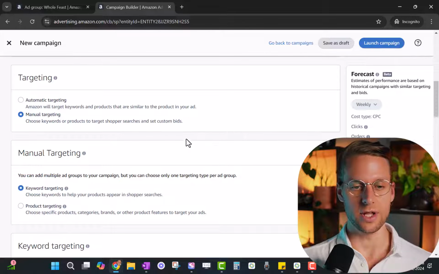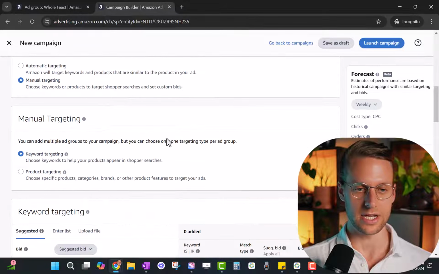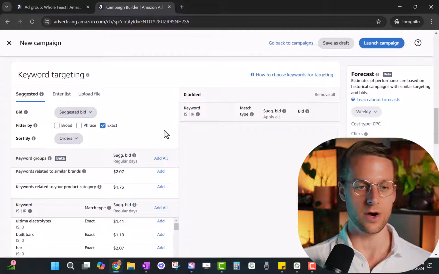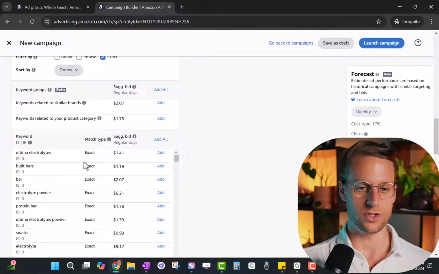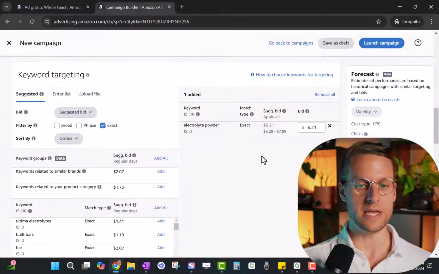So say I'm in my ad console, I click sponsored products, and I'm setting up a campaign, and I want to do manual targeting a particular keyword. The first thing that's going to happen once I select manual targeting and keyword targeting is I'm going to get down to this section, and Amazon is going to make me decide on a bid. So if, for instance, I wanted to target this keyword, electrolyte powder. Amazon has what it calls a suggested bid. Now this bid, as you can see, there's actually a really huge range that Amazon gives us of potential appropriate bids. It says $3.29 to $7.99, and it suggests a bid of $6.21.